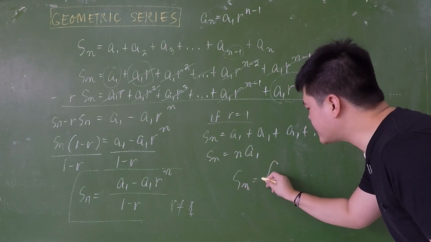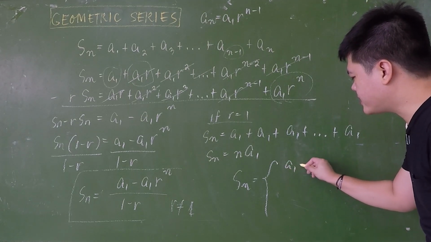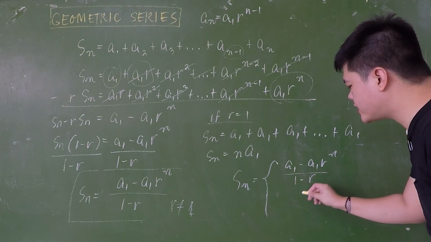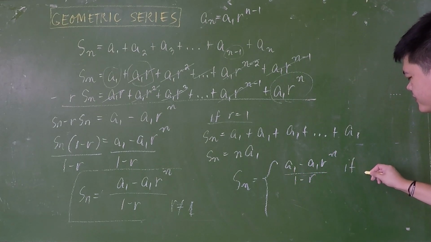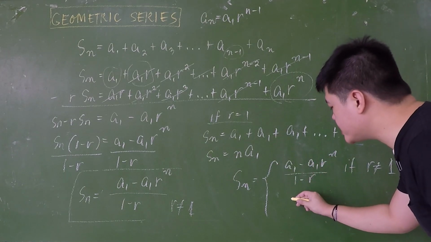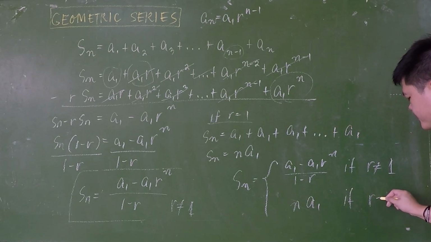The sum of the first n terms of a geometric sequence is a sub 1 minus a sub 1 r raised to n divided by 1 minus r if r is not equal to 1, but if r is equal to 1, it should be n times a sub 1.